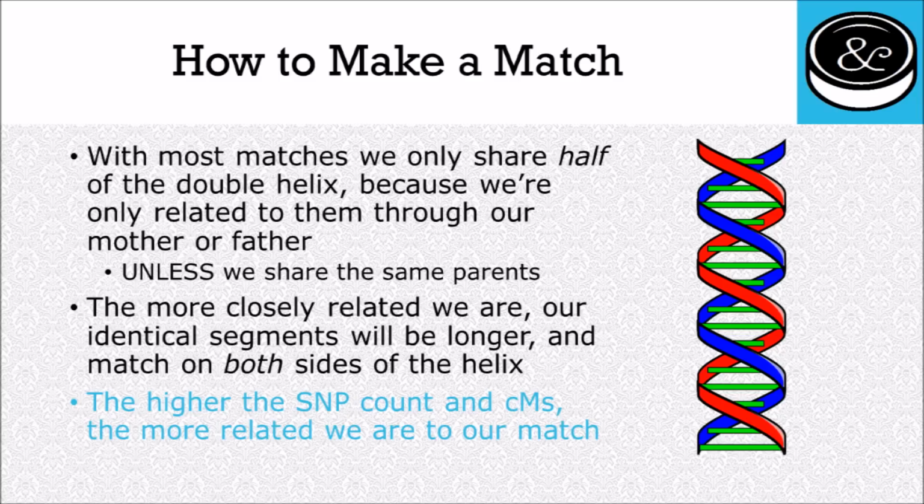For most of the matches that you're going to be working with, that is not going to be true. For distant cousins, you're only going to match on half. And so the challenge is how to identify these lengths of segments and how to isolate them so that we can identify and establish who our shared common ancestor is. The higher our SNP count is and the higher our centimorgans are to our matches, the more related we are going to be to our match.